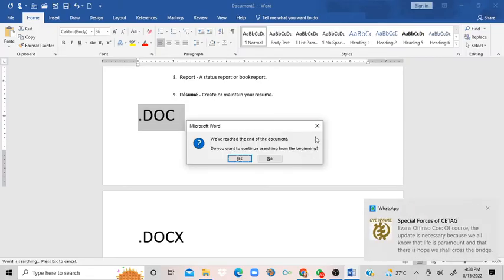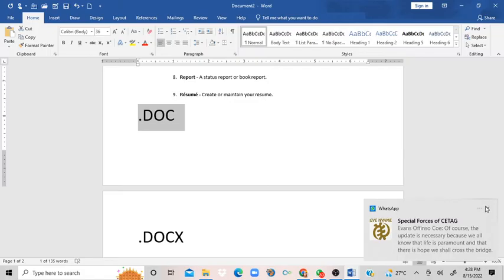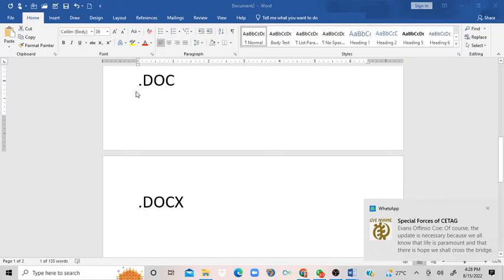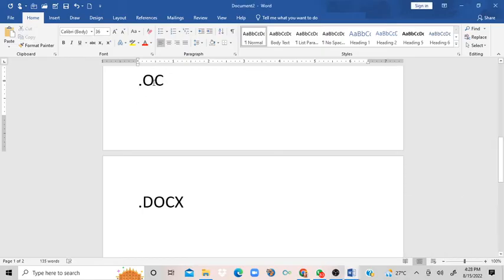If you create anything using Microsoft Word, in the old versions of Office, you see .doc. Sometimes it's also in lower case like this. But in the current Office, you will see .docx. That is the current version of Office.